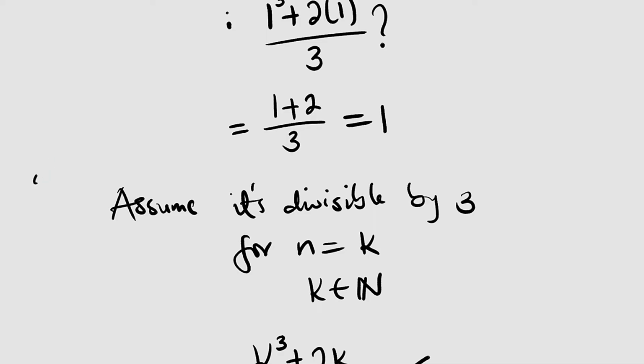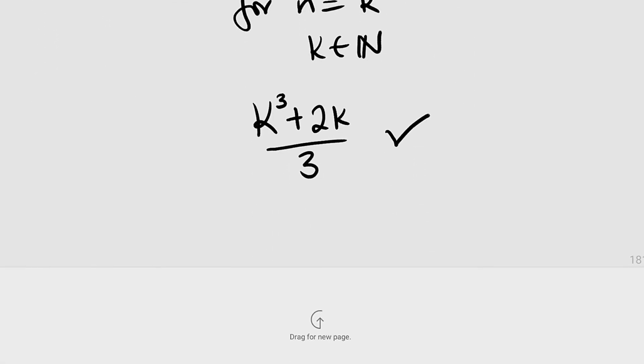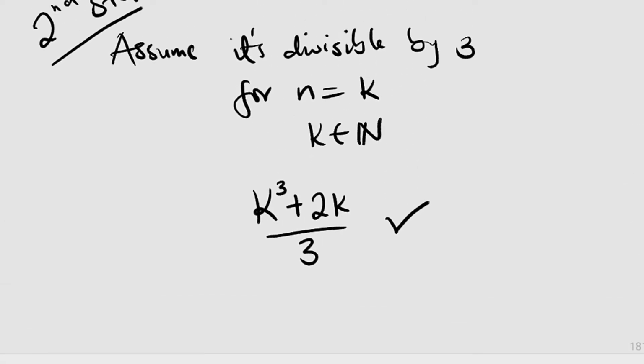Remember, this is the second step. Let me write it here. Second step. This is the second step. We test for k equal to n. So what is the third step? The third step is to replace k with k plus 1.